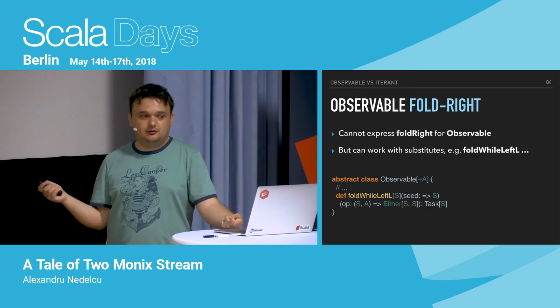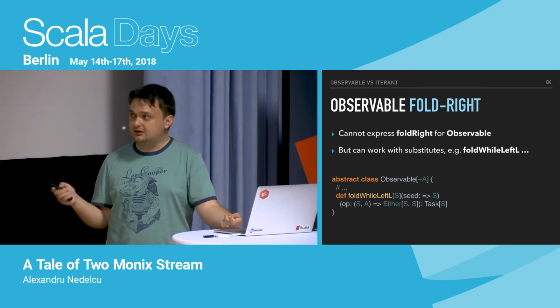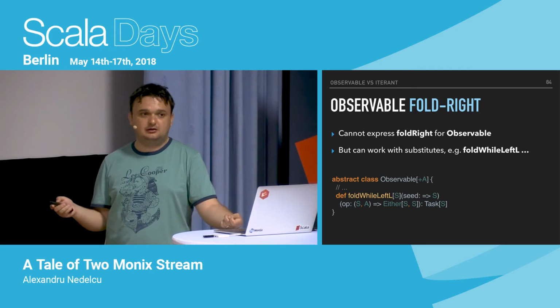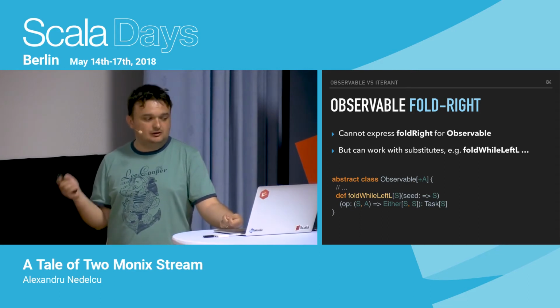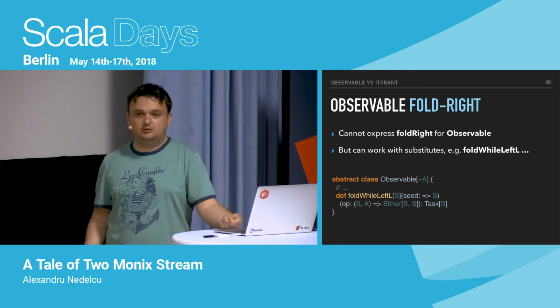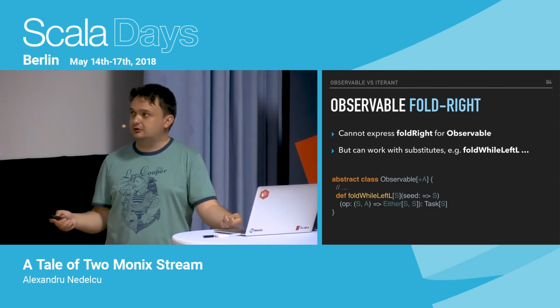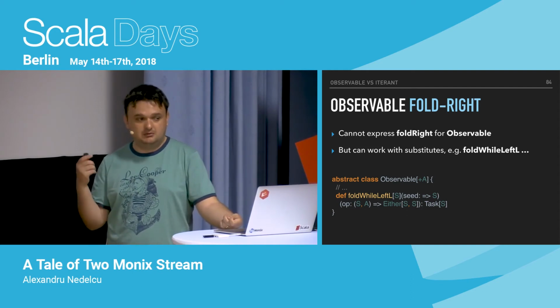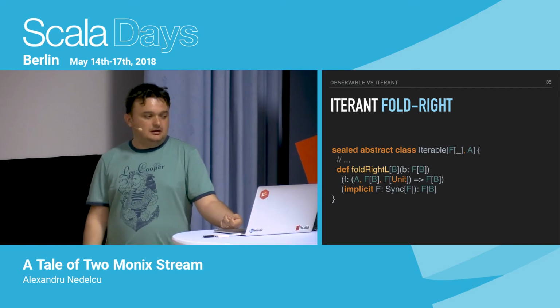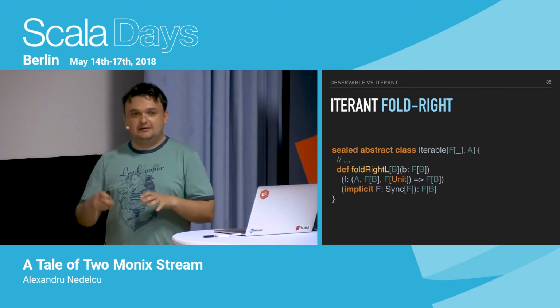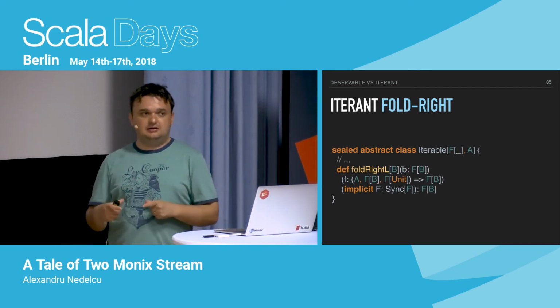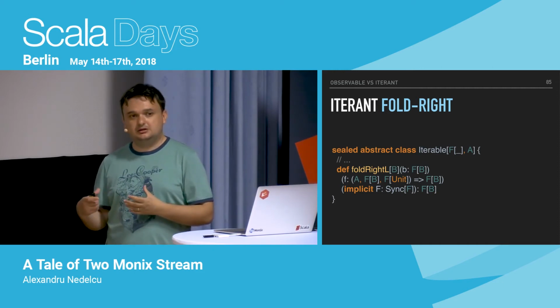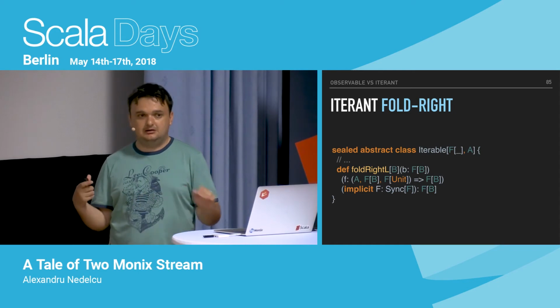It's not possible for observable because observable is not a recursive data structure. You basically need something to be pull-based in order to describe a fold right for it. We can work with substitutes like foldWhileLeftL, which I came up with. But iterant can have a fold right. It's not exactly the signature that you get in Haskell or in Scala because you need a cancellation token to be in there.